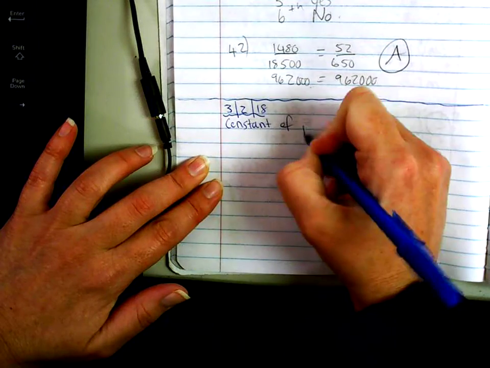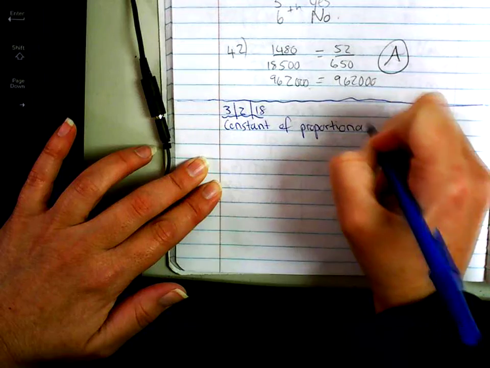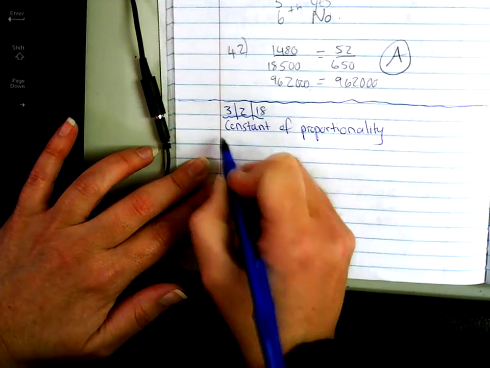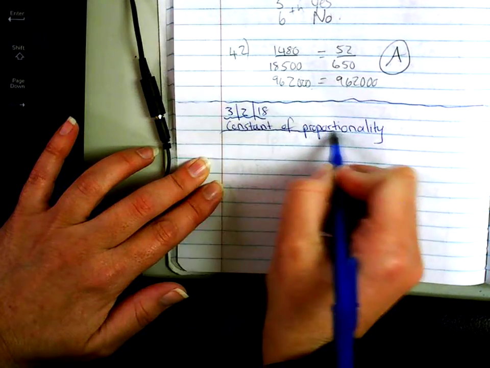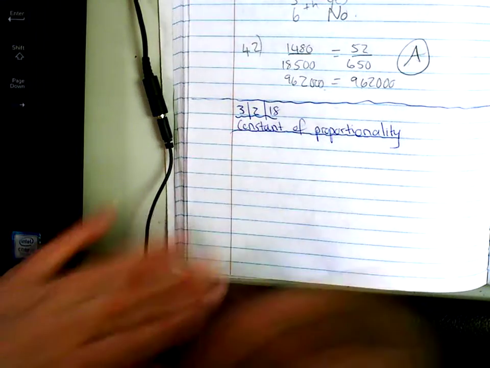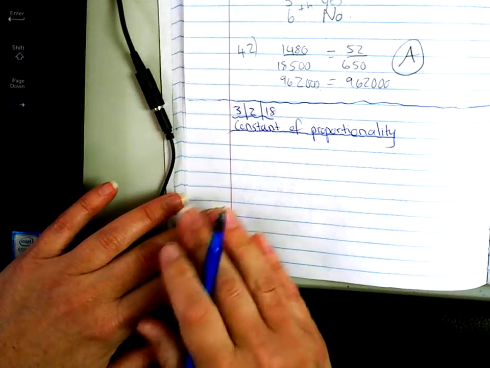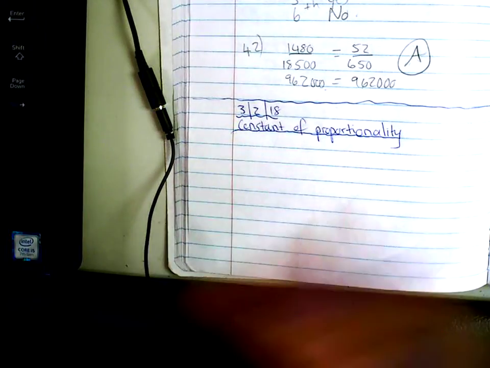Constant of proportionality. So I'm going to dissect this phrase. Constant means it doesn't change. It stays consistent the whole time. Proportionality means it's in proportion to each other.